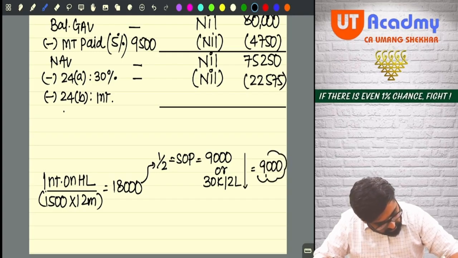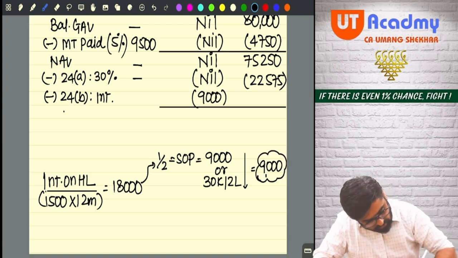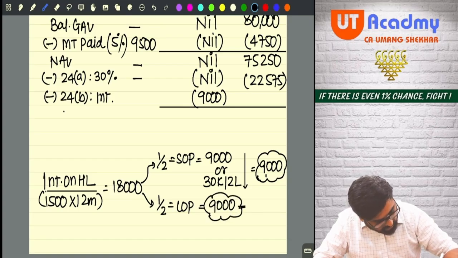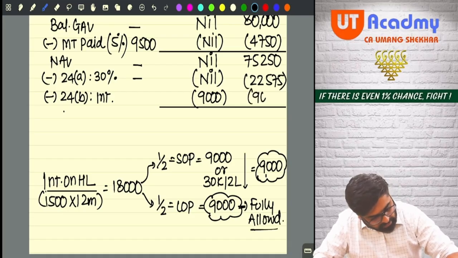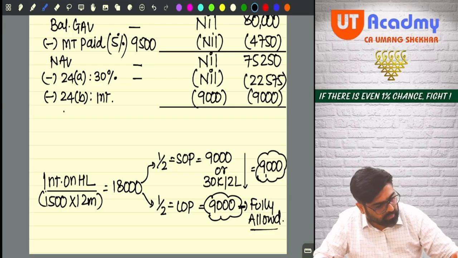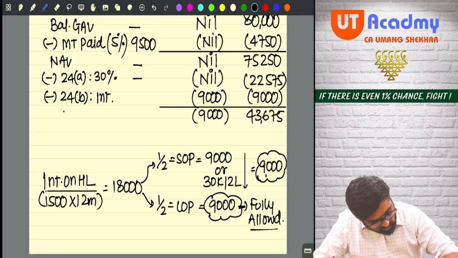So this 9,000 I will take it as a deduction out of my SOP portion. And out of this, half relates to LOP portion, that amounts to 9,000, and this 9,000 will be fully allowed. Yes or no? 9,000 here also. So minus 9,000 will give me 43,675, and here it will be negative 9,000.